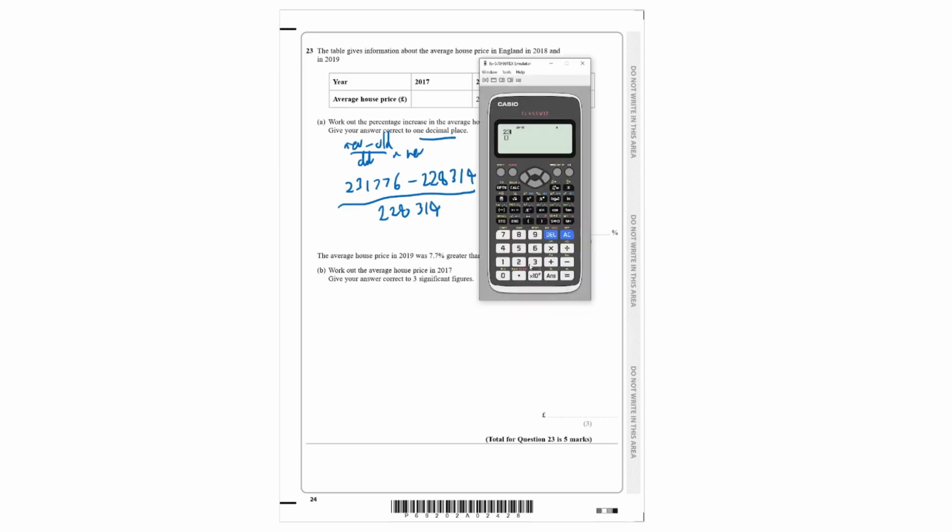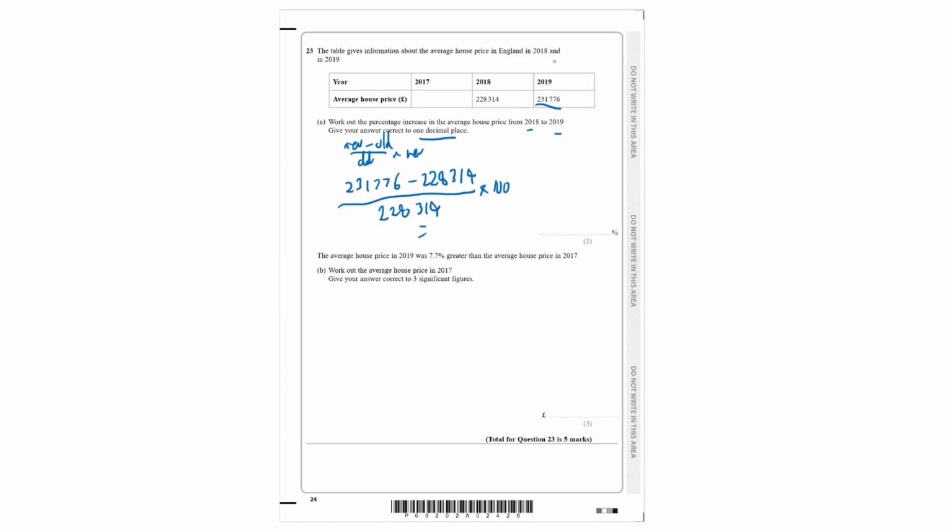We have 231,776 subtract 228,314, divided by 228,314, which we then multiply by 100. That gives us 1.51, and since it's to 1 decimal place, the value after that is 1, so we round down. And we have 1.5%.